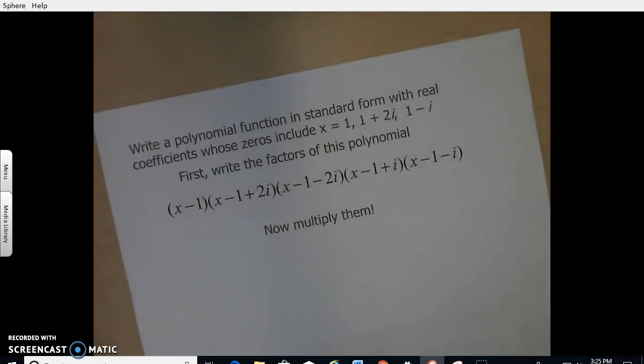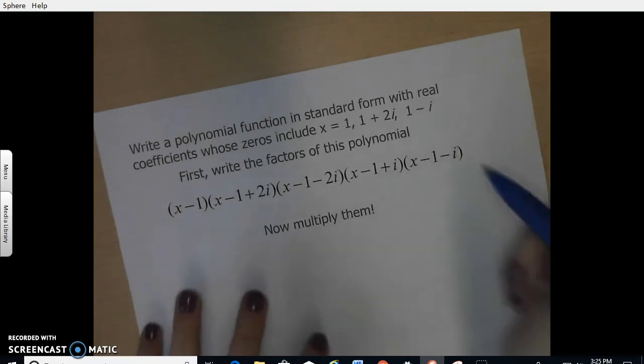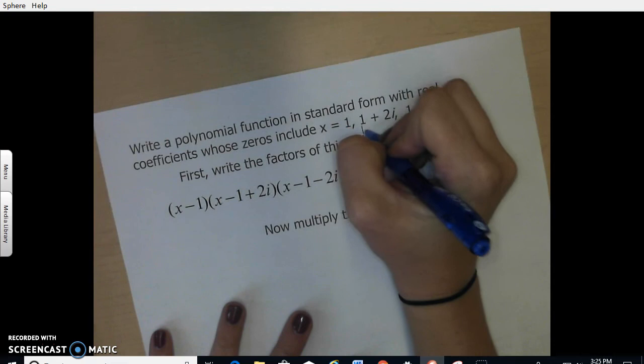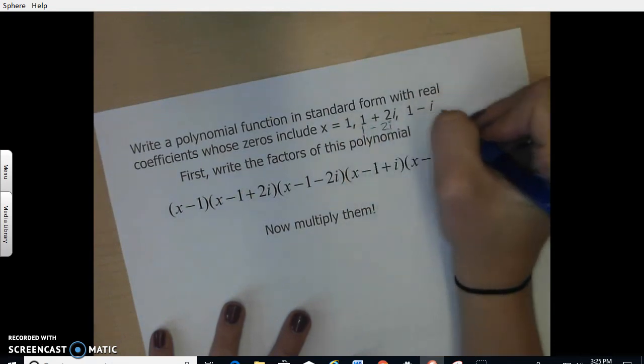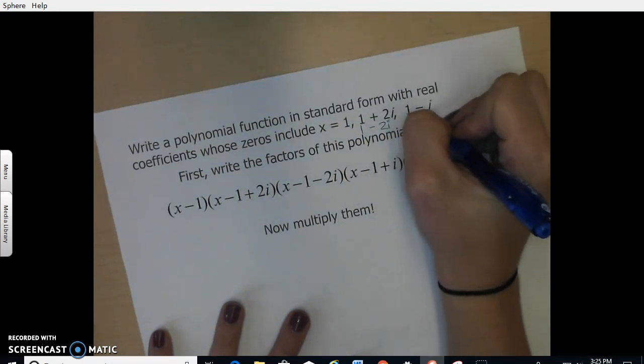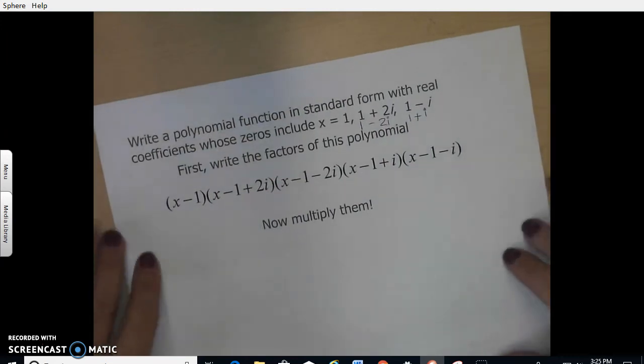You guys try this one. Write a polynomial function in standard form with real coefficients whose zeros include x equals 1, x equals 1 plus 2i, and 1 minus 2i. So we have to remember we could also have 1 minus 2i. We could also have 1 plus i. So you guys go ahead and multiply that out.